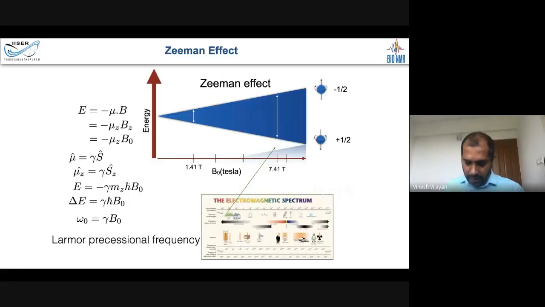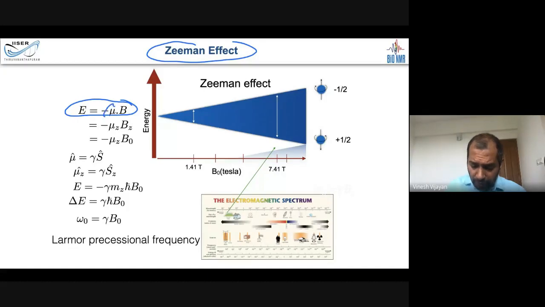Okay. So what is this energy we are talking about? The energy or the splitting is what was observed by Zeeman, and so this effect is called the Zeeman effect. And what is this energy? Energy is a dot product, minus mu dot B, and I just told you what mu was. Mu is gamma S. So you can calculate the energies, and E is equal to minus gamma m_s h-bar B0.